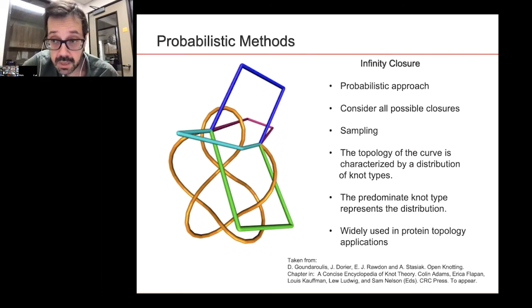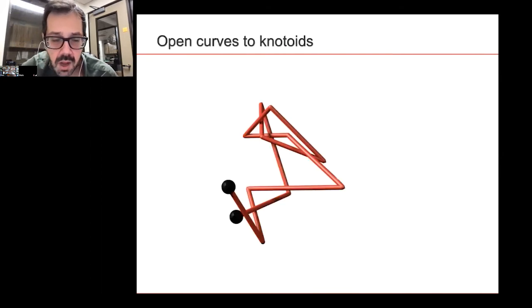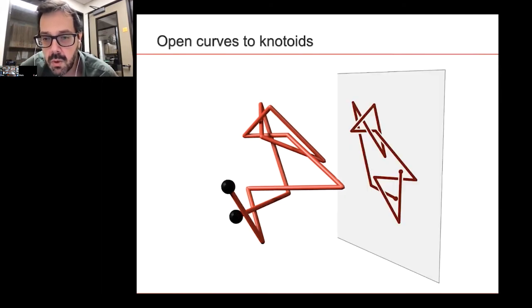As I said, the biologists that I've worked with said, okay, this is good, but we're changing the geometry. How can we find a way to not close the curve and still measure its topology? Actually, we can use knotoids. So why don't we take a projection? This is a projection. We have a knotoid.